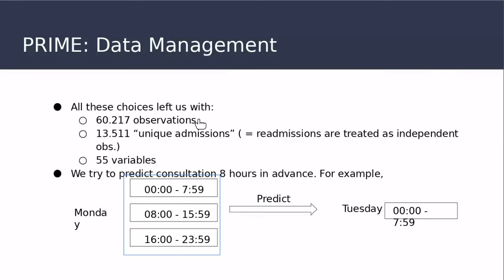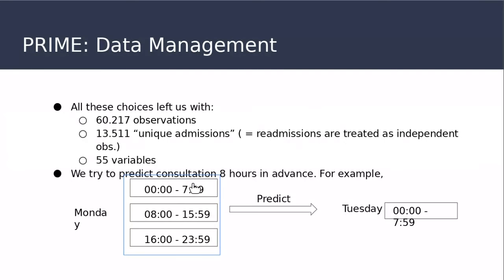So just doing all of these choices left us with 60,000 observations. They represented more than 13,000 unique admissions. Okay, just remember though that readmissions are treated as independent observations. And then initially 55 variables. As you will see later, we dived in and brought in some more variables.